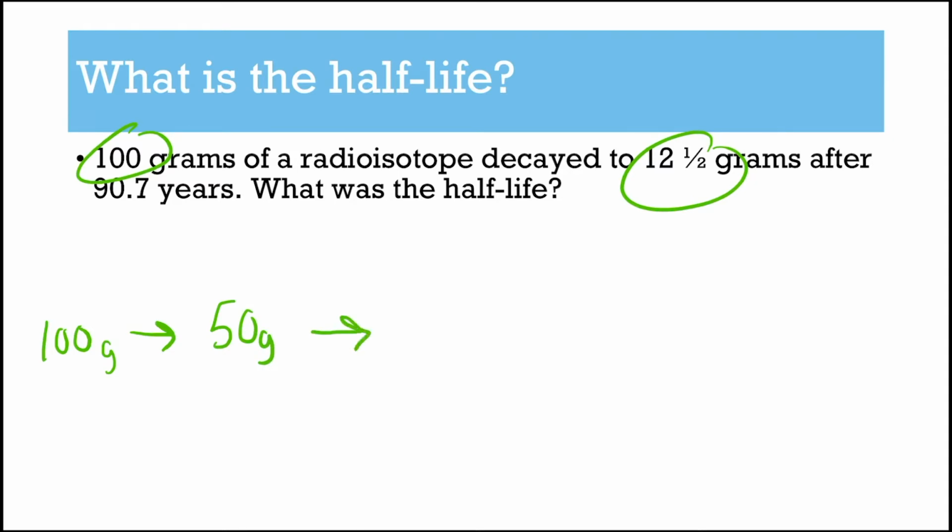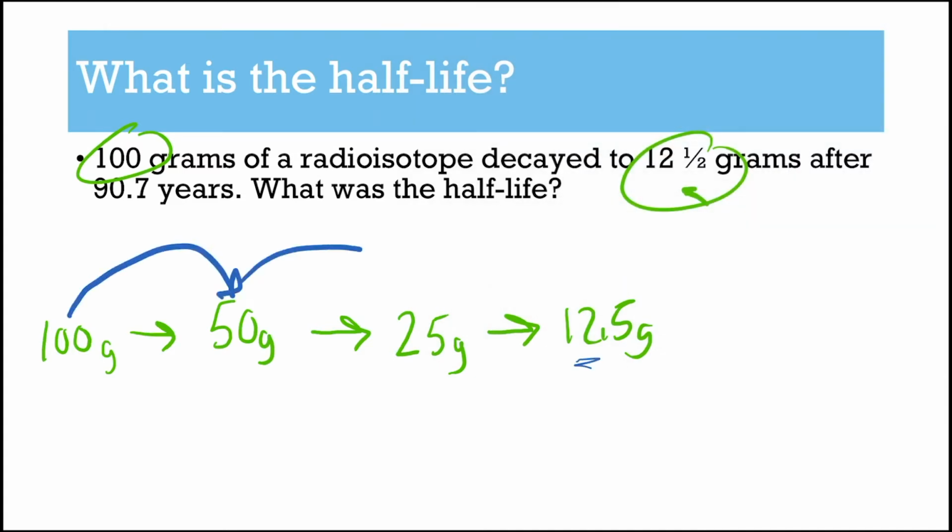Now, we know we need to end at 12.5, so we need to do another half-life. Another half-life goes by, and now half of 50 is 25 grams. Still not where we want to be. And so now half of 25 is 12.5 grams. So now we're ending where we wanted to. And so 1, 2, 3 half-lives have now gone by.